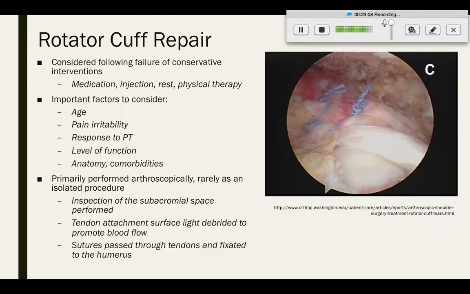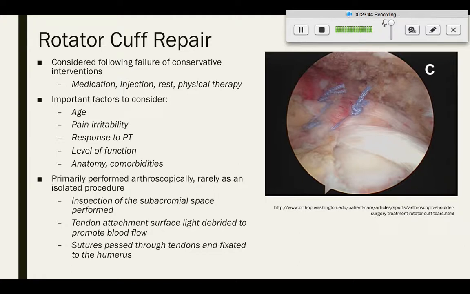And then we have our rotator cuff repair. Again, a rotator cuff repair is considered following failure of conservative interventions: medication, injection, rest, physical therapy. We know that rotator cuff tears are common, and we know that there is a percentage of the population that has a rotator cuff tear that has no pain and has no functional limitations. We also know that there is a pretty large group of patients with rotator cuff tears that will do just fine with physical therapy and will be able to return to their desired level of function.